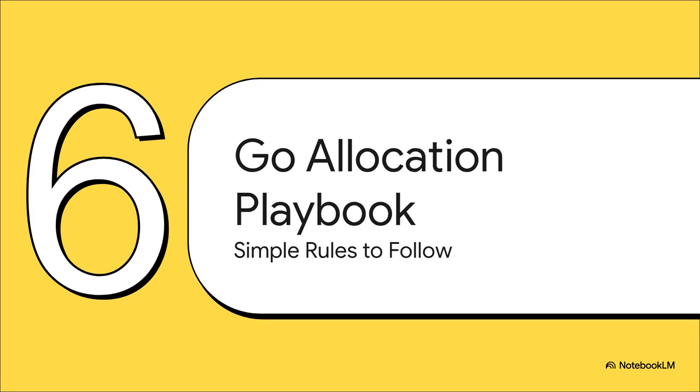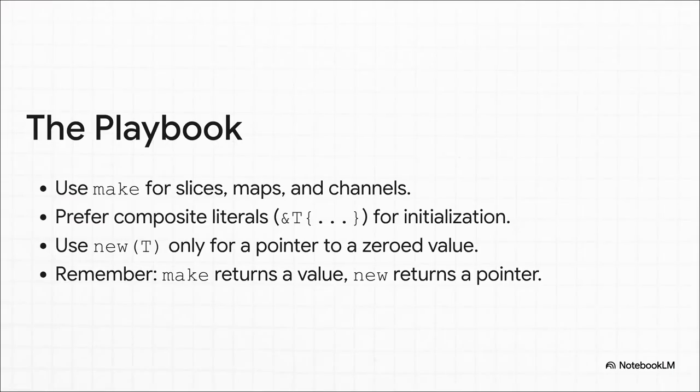Okay, so let's boil all this down into a simple, actionable playbook that you can start using in your code right now. It really is this simple. Rule 1. If you have a slice, a map, or a channel, you use make every single time. No exceptions. Rule 2. For almost everything else, especially structs, reach for a composite literal. It's clearer and more powerful. And rule 3, only use new in that rare case when you explicitly just need a pointer to a zeroed-out value. And always, always remember, make gives you a value, new gives you a pointer.